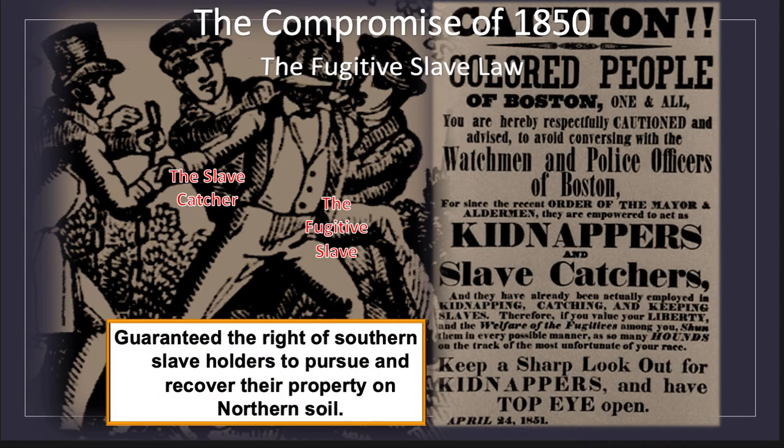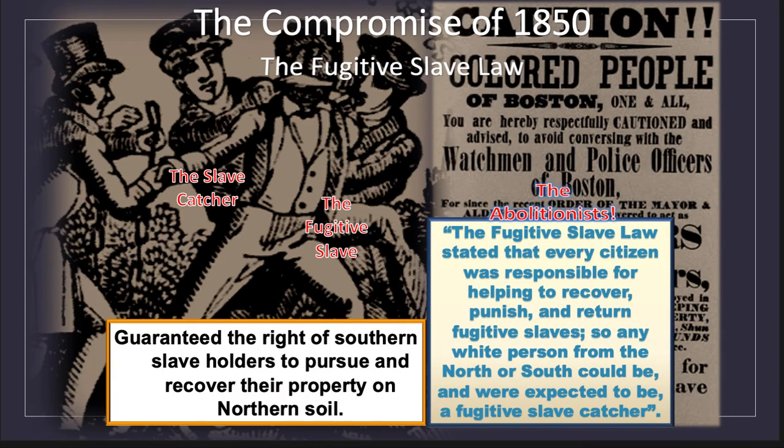But the reason this is a win for the South is because it guaranteed the rights of Southern slaveholders to pursue and recover their property that may have escaped to Northern soil. Now, I know it's crazy to think about this, but slaves were property. And the Southerners believed that they had a right to their property, even if that property tried to escape. The abolitionists are going to be the ones that are behind posting these posters such as this.